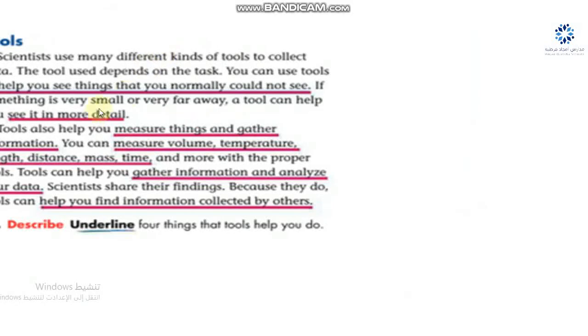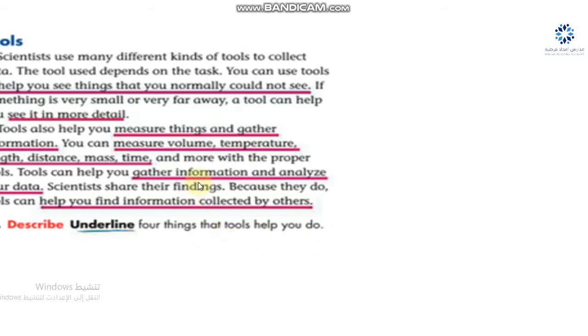Tools. What are tools? Scientists may use many different kinds of tools to collect data. The tools used depend on the task. What can you use tools for? You see this question? Underline four things that tools help you do. All the underlined sentences are the answer to this question.